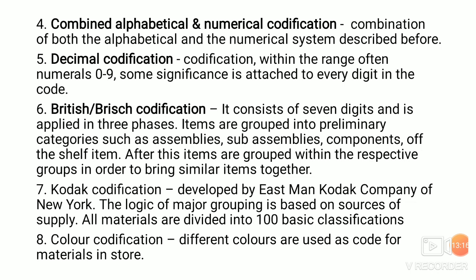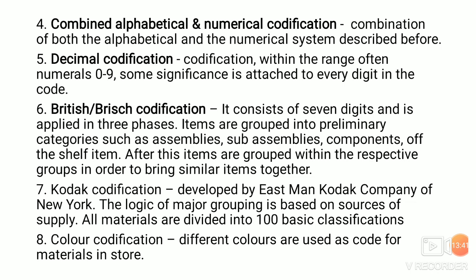The next one is the British codifications. This was developed by British people, and here three phases are attached. The items are grouped into preliminary categories such as assemblies, sub-assemblies, and components of the shelf item, and the particular codification will be given. After this, items are coded within the respective groups in order to bring similar items together.